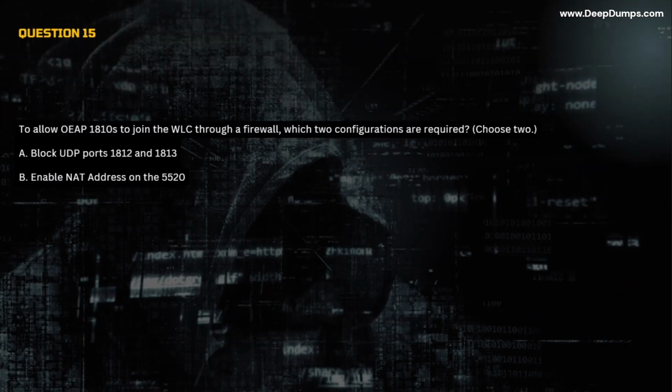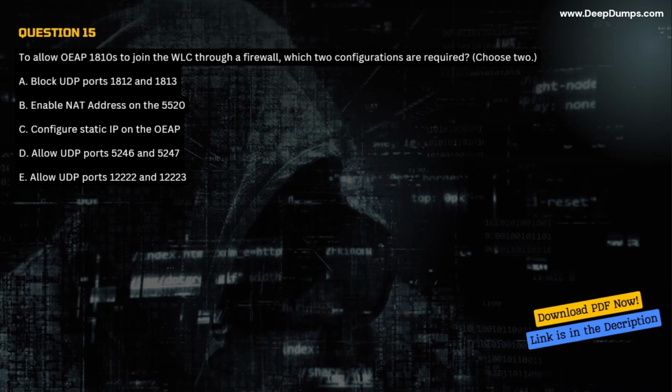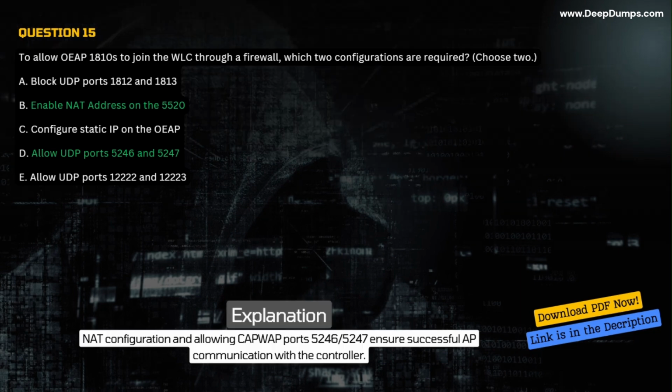Question 15. To allow OEAP 1810s to join the WLC through a firewall, which two configurations are required? Choose two. A. Block UDP ports 1812 and 1813. B. Enable NAT address on the 5520. C. Configure static IP on the OEAP. D. Allow UDP ports 5246 and 5247. E. Allow UDP ports 12222 and 12223. Correct answer, B and D. Enable NAT address on the 5520. Allow UDP ports 5246 and 5247. Explanation. NAT configuration and allowing CAPWAP ports 5246/5247 ensures successful AP communication with the controller.